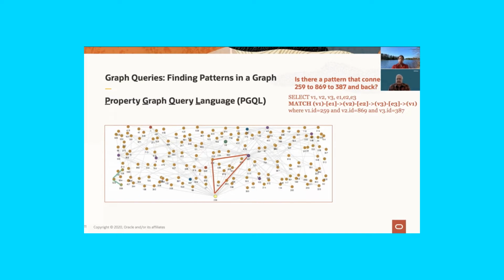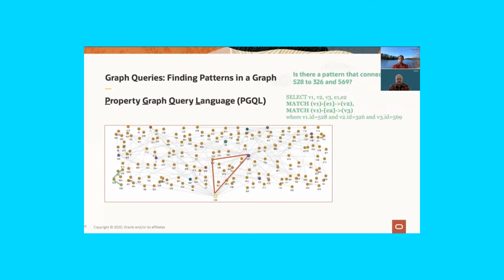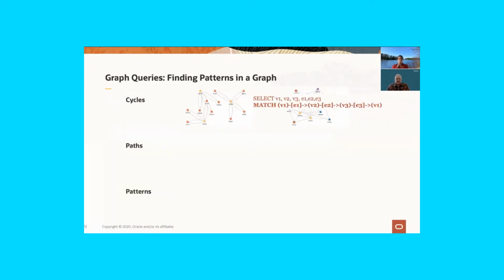Let's look at some slightly more complicated queries. So you want to find, is there any path that goes from account 528 to 569? So you say, is there an edge between 528 and 326, followed by, is there an edge between these two? And you can then specify which property helps identify what this vertex is. So you can then extend that and start to do much more complicated patterns.